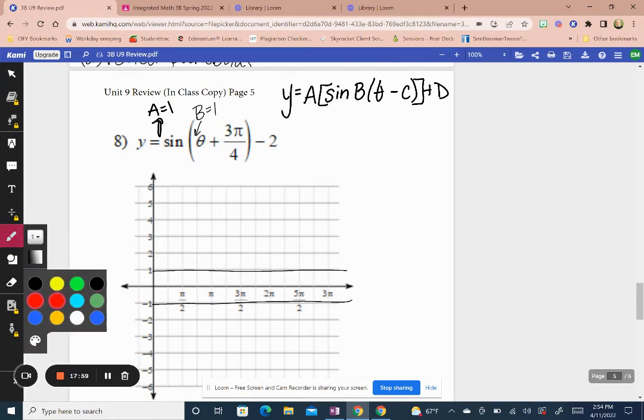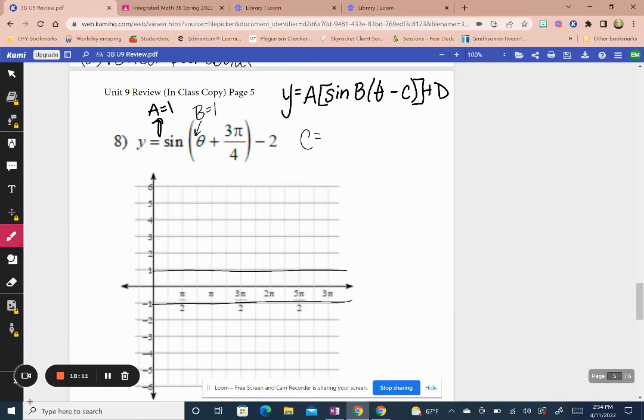Notice right here, and I'll do this in red, our actual function says minus c, and I see a plus over here. So what that means is our c is actually a negative number, so that means we're going to the left. So c is equal to negative 3 pi over 4. Remember, this negative here times this negative right here creates this positive over here. Okay. And that's going to be our horizontal shift to the left. Okay, we see this plus 2 right here. That means we're going down 2.